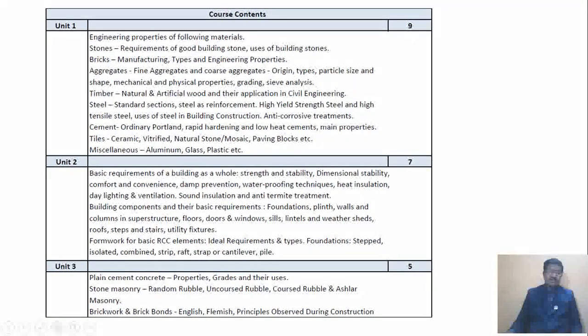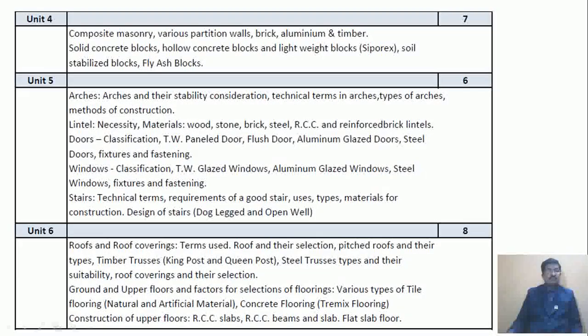Then Unit number 3 requires 5 lectures to cover the contents, which comprise plain cement concrete, properties, grades and their uses, stone masonry, random rubble masonry, uncoursed rubble masonry, coursed rubble and ashlar masonry, brickwork, brick bonds, English, Flemish, and principles to be observed during the construction.